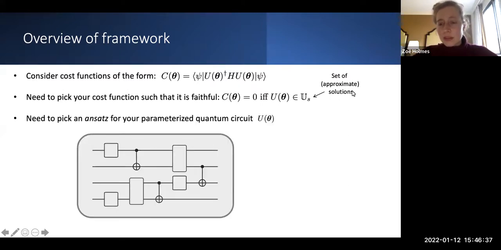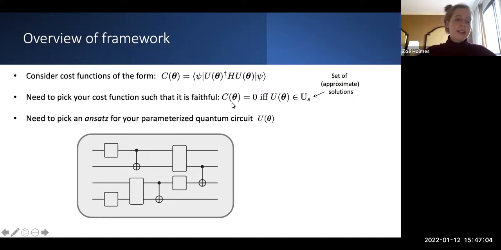So by set of approximate solutions, I mean, for trying to learn a target unitary, it's just going to be your target unitary itself and unitaries that well approximate it. For trying to find a ground state, it will be the unitary that prepares your ground state, or the unitaries that prepare the ground states, plural, if it's a degenerate ground state space, as well as unitaries that well approximate those unitaries. Okay, the first thing you need is that your cost is faithful.